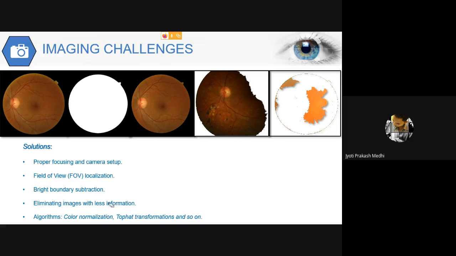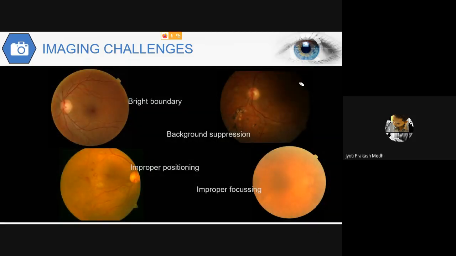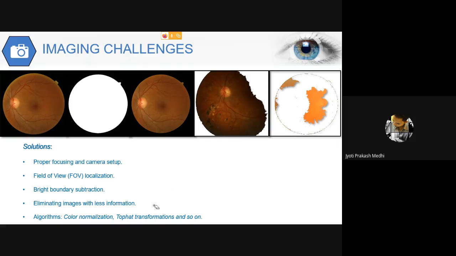Now, next is eliminating images with less information. For example, as we can see in the earlier image, suppression by background information or improper focusing. These images can be eliminated using various algorithms. Now, there are various other algorithms for improving the intensities or normalizing the color information, like color normalization, Chopin transformation, and so on.